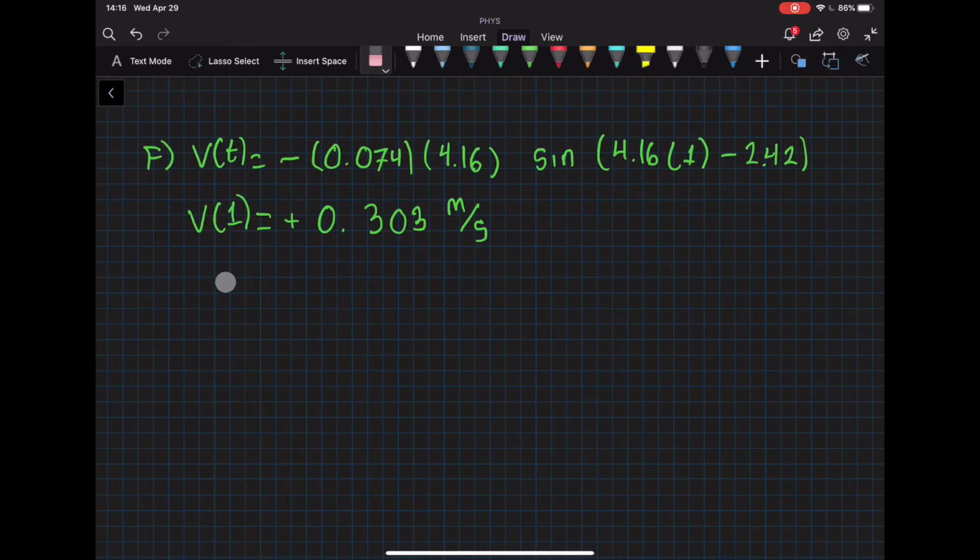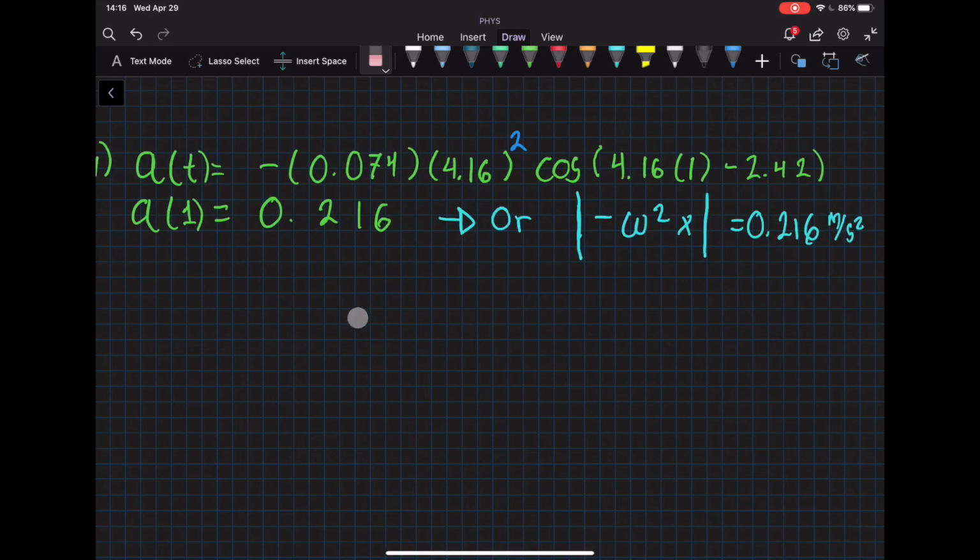For the velocity at 1, we do the same. We plug in the numbers after taking the derivative, and we get 0.303 meters per second. The answer gives us a negative number, but since we're trying to find the magnitude of the velocity, it's actually a positive number after putting the absolute value.